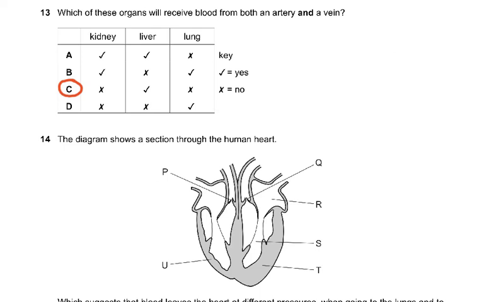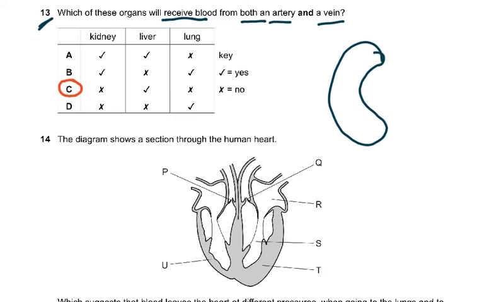Question 13. Which of these organs will receive blood from both an artery and a vein? The kidneys receive only one vessel, which is the renal artery. But it says which of these organs will receive blood from both an artery and a vein? So, not the kidney, not the lungs, but only the liver.